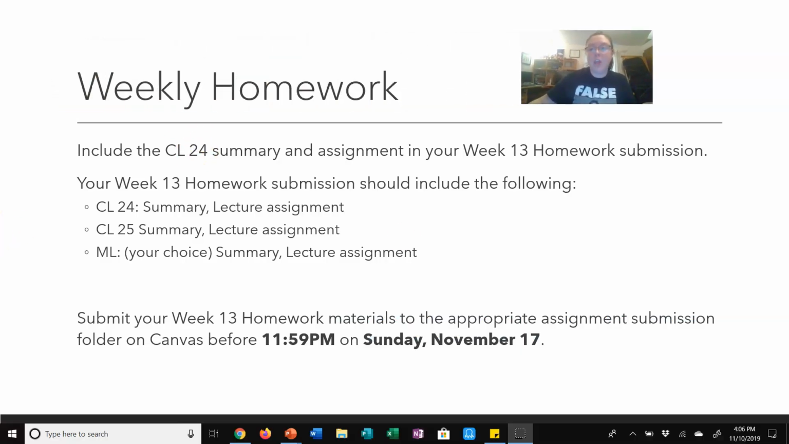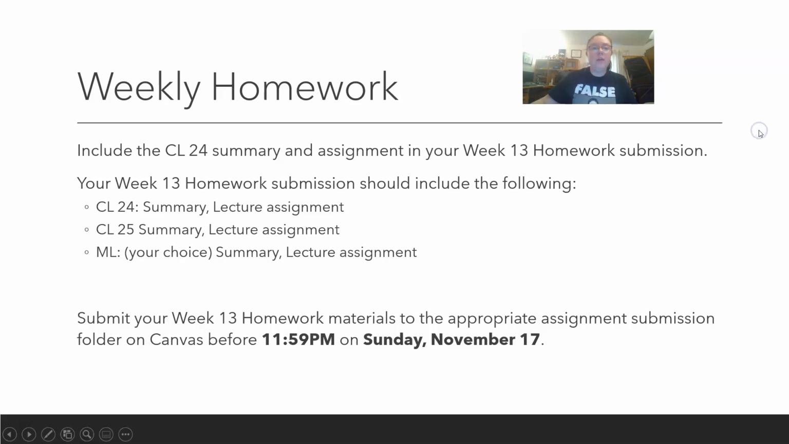So for the weekly homework then, you will need to include the core lecture 24 summary and assignment in your week 13 homework submission. Overall, your week 13 homework submission should include the summaries and assignments for core lectures 24 and 25, as well as a mini lecture of your choice. And that's all due to Canvas before 11:59 p.m.